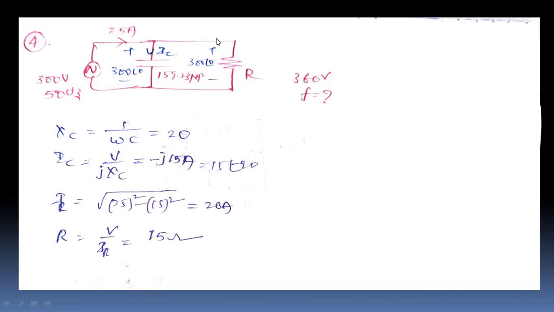So if you know the current flowing through the resistance, you can calculate the resistance. R is equal to V by I, that is equal to 15 ohms. So this is what we can calculate from the given data.